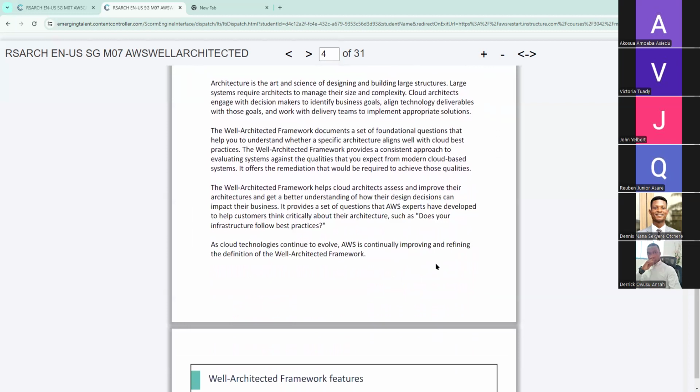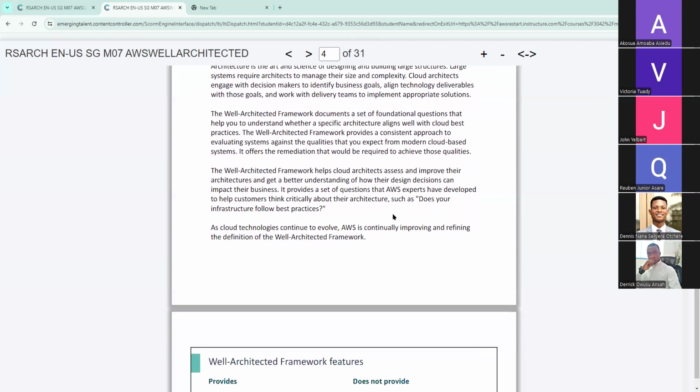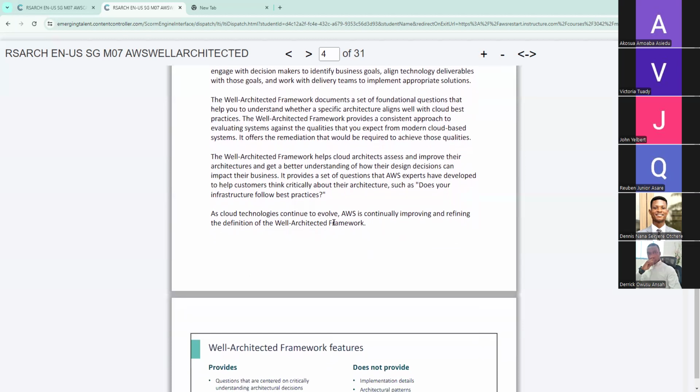Yeah, so we've already seen a similar tool, because it can help you assess your environment and be able to tell if what you are doing aligns with cloud best practices or not. So the well-architected framework provides a set of questions that AWS experts have developed to help customers think critically about their architecture.